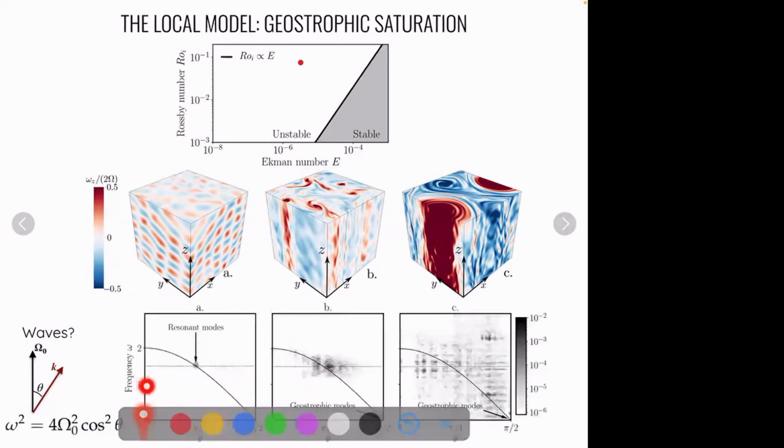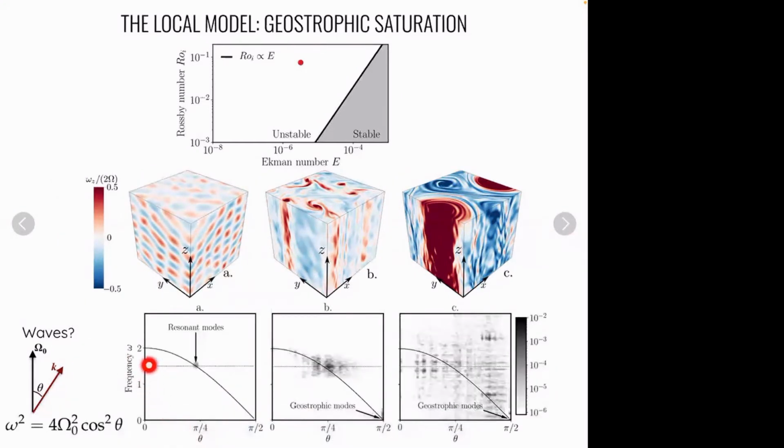And you get this kind of diagram for the energy, where I've put here the dispersion relation of inertial waves. And you see that initially the resonant modes and the resonant waves are on the dispersion relation at a frequency of 1.5, which is where you expect them to be because it's half the forcing frequency. At later times, once the elliptical instability has reached saturation, you see very well the geostrophic modes at the end of the spectrum here at 0 frequency and theta equals pi over 2.